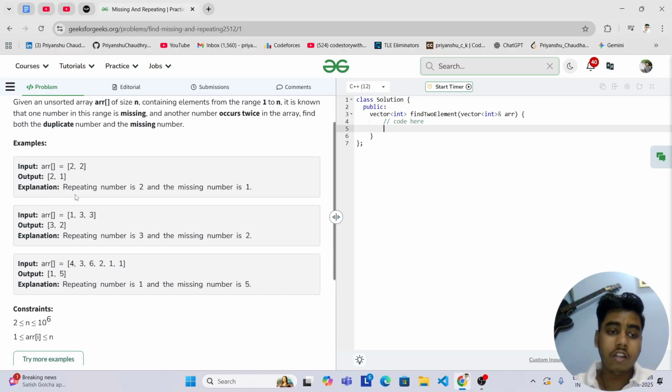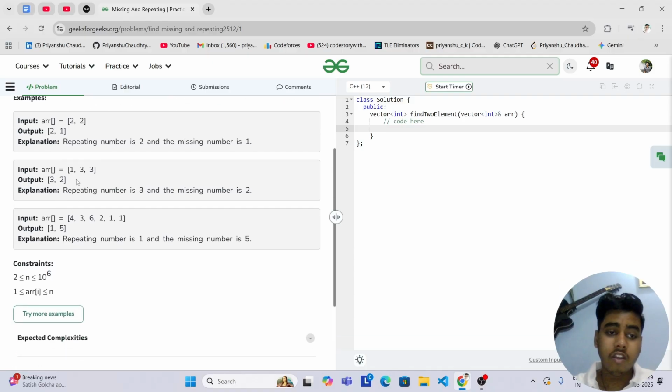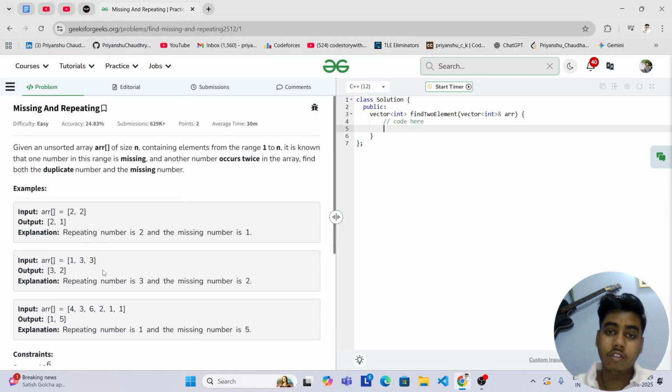So in this input array, in the example 1, we can see repeating number is 2 and missing number is 1. In the second example, the repeating number we can see here is 3 and missing is 2. And in the last example, the size of the array is 6, so the numbers are included between 1 and 6. So we can see 1 is present, 2 is present, 3 is present, 4 is present, 5 is not present, so missing number is 5. And we can see that 1 is repeated, so the repeating number is 1. So now we have to find both the numbers.